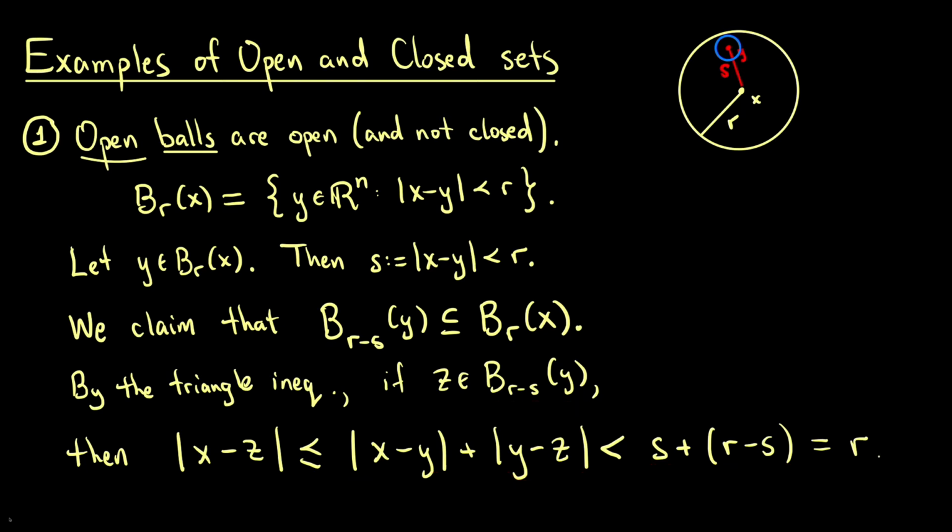So that's the end of the proof, because we showed that the distance from x to z is less than r. That means that z belongs to the bigger ball. That's true for any z that belongs to the smaller ball, which means that we have proved this subset relationship, which means that we've checked that the original set is open.